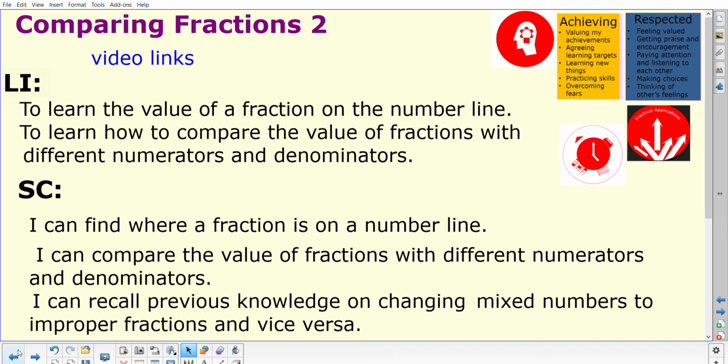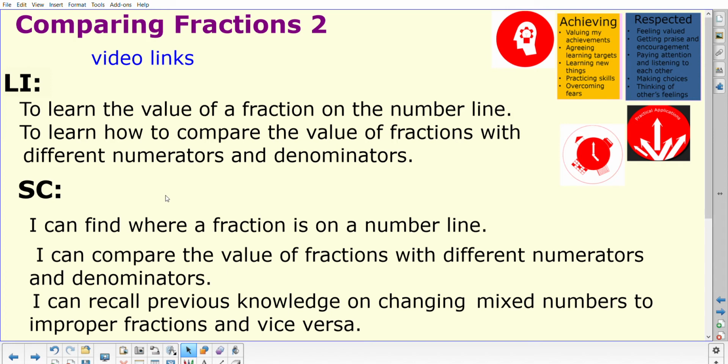So in the last lesson, we had a look at how we could compare fractions which have got different denominators, and we saw that we could use a number line to help us do that. In today's lesson, what we're going to look at is how we can compare the values of fractions with different numerators and denominators where you're not drawing out a line, so we need an alternative method to try and work this out.